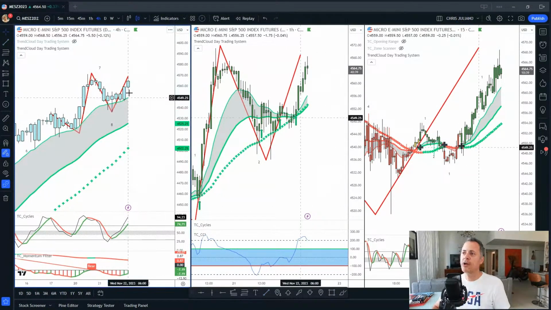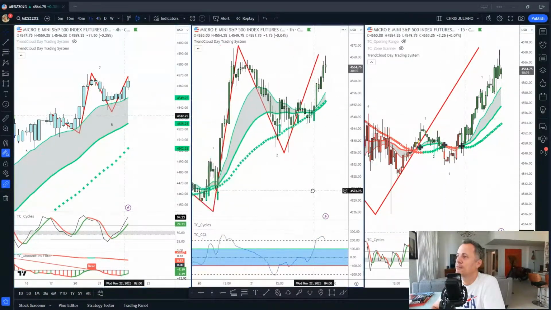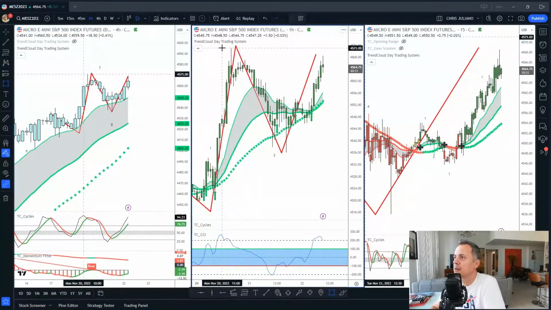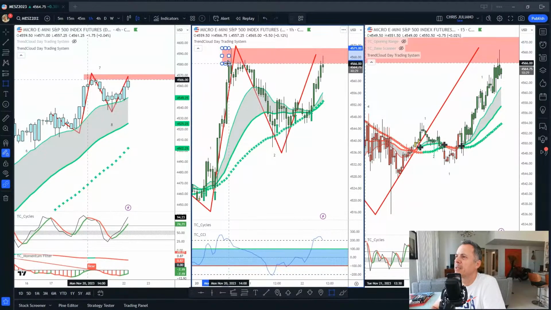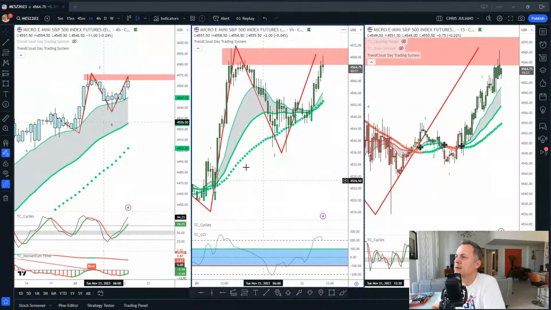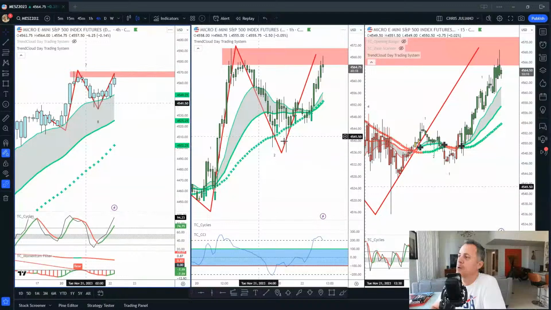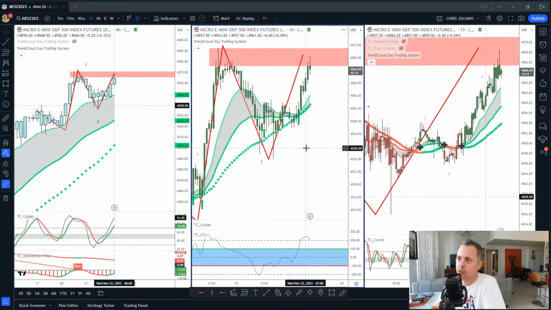Okay. So where is that impulse move going to end? Well, if it double tops up here, there's the wick of the 1 hour chart. Does it go higher? Can it go higher? Yeah, it can. We can only trade what we see, right?